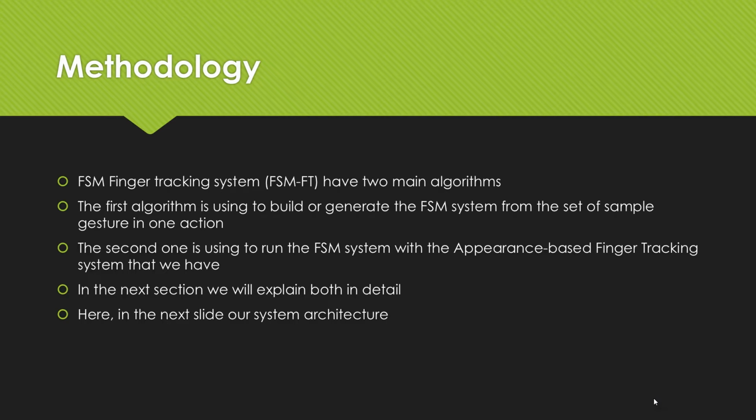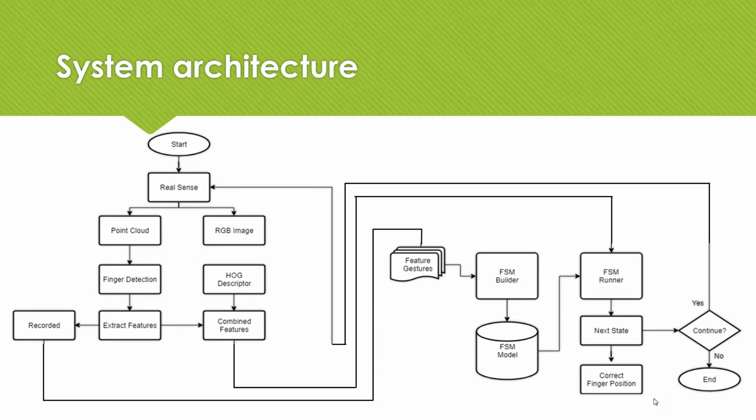Here after this is our system architecture. Here you can see that we have a RealSense camera. This is a 3D camera, and from the RealSense we extract the point cloud and RGB image. On the point cloud side we use the finger detection and extract the finger features, and on the RGB side we have the HOG descriptor here, and we combine these two features into one.